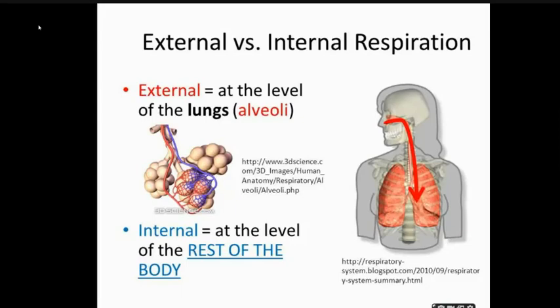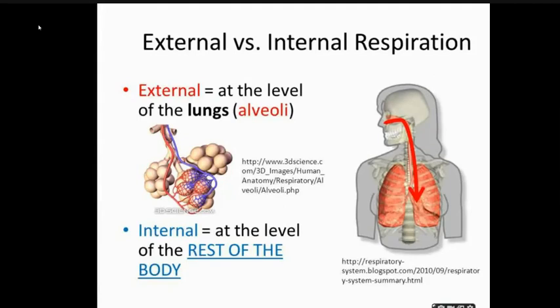This type of question can be asked in the MCQ. Cellular respiration is also called dash, or internal respiration is also called dash. So you must remember, internal respiration is also called cellular respiration or tissue respiration.